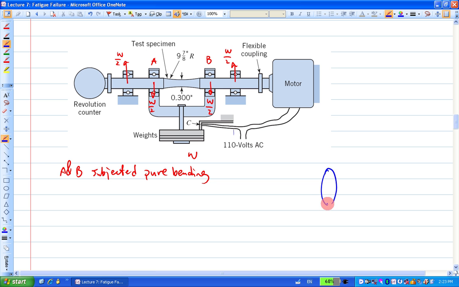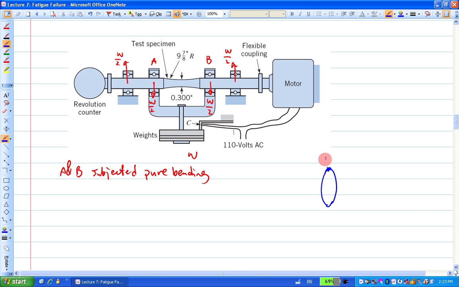if you look at the cross section here, it's circular. Now, what we're interested in is how the stress varies on the cross section here. Now remember, the motor keeps spinning. Basically, the specimen AB, or the bar here, keeps rotating. Now, we know that when it's subject to bending, the maximum happens on the top or the bottom, right?